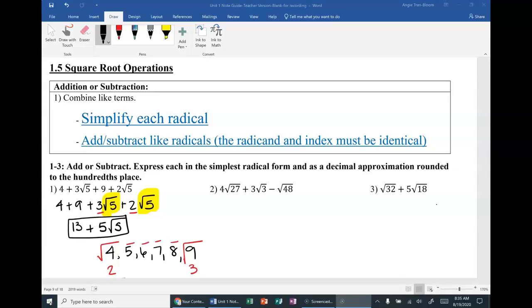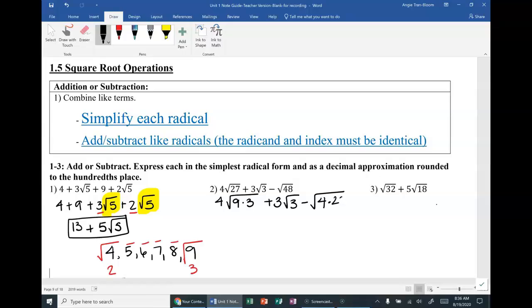Let's move on to example 2. 4 square root of 27 plus 3 square root of 3, take away square root of 48. Now the first thing we want to do is simplify the radical. Well, I know 27 is going to be 9 times 3. 3 on the outside, square root of 3, that's already a prime number. Square root of 48, if you don't know the biggest square number, we can always start with number 2 or number 4, and then we can break those down. I'm going to start with number 4, because 48 divided by 4, I'm going to get 20.